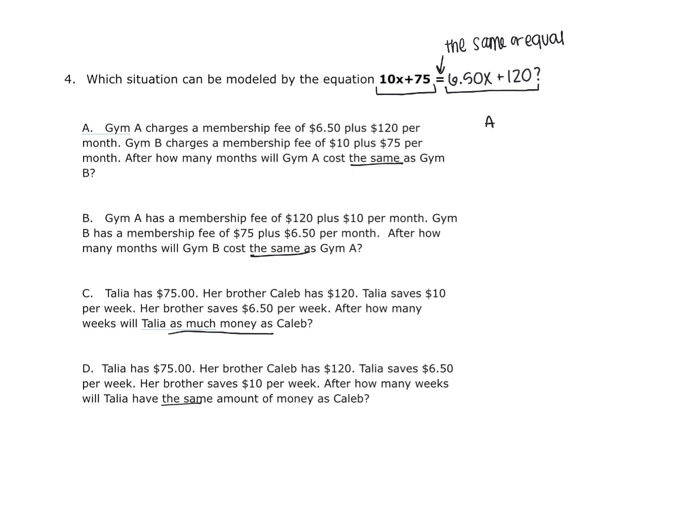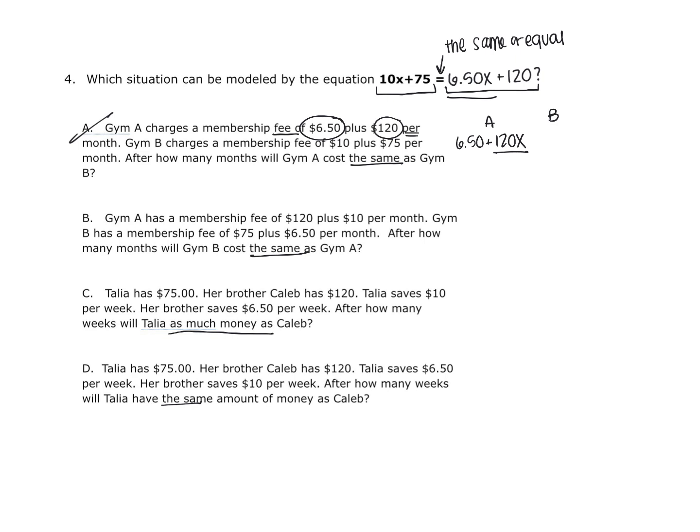We have gym A compared to gym B. For gym A, they charge a fee of $6.50. That's a standalone amount. Then it says plus 120 per month, meaning 120 is being multiplied. We see the right numbers attached to one another here, but we want 650 to be the number with X attached, not 120. So we can eliminate answer choice A.